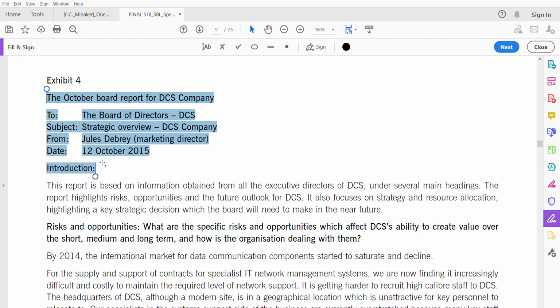First, you have to write a heading for your report. Then you have to write to whom you're writing, and from whom, like who you are, your name and your post, like how they have given, from Jules, and who is Jules? A marketing director. You have to write the subject. Keep your subject with all the keywords there. Your subject should not be too long. It should be short but to the point, because no one opens the report in full and reads it. By just reading your subject, a person should be able to know what is in the report. For example, now the subject is strategic overview. Now I know what is there. It's just 1 or 2 words. Strategic overview of which company? DCS company, and the date.